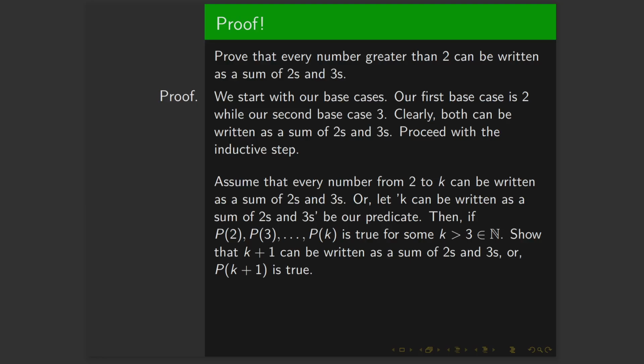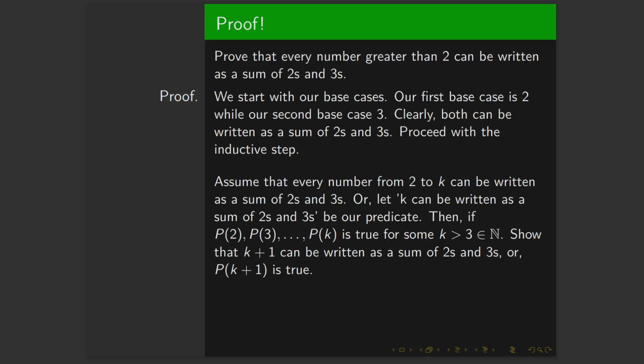Now we're going to assume that every number from 2 to k can be written as a sum of 2's and 3's, or we can use the predicate notation to say that p of 2, p of 3, all the way to p of k is true, and our predicate is k can be written as a sum of 2's and 3's. And we're going to assume that this is true for some k greater than 3. If it's 2 or 3, then the base case will be true, so we're going to assume it for something that's not 2 or 3.